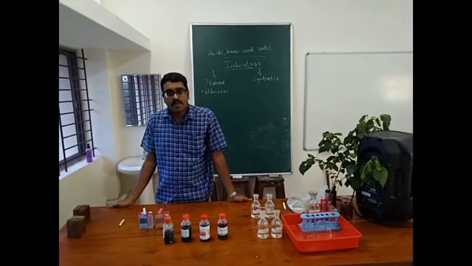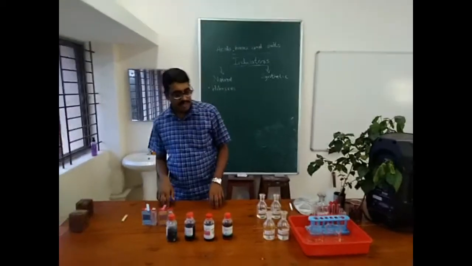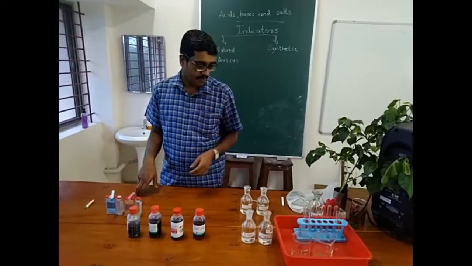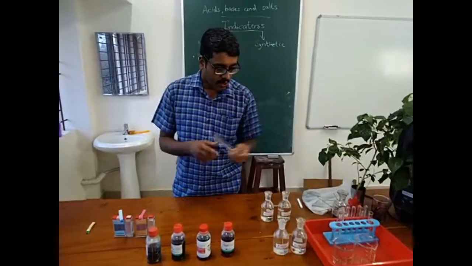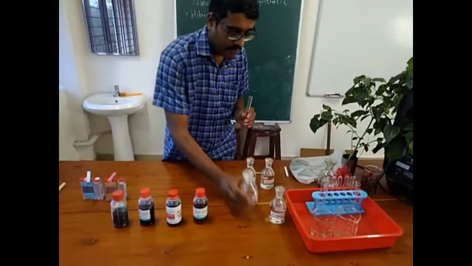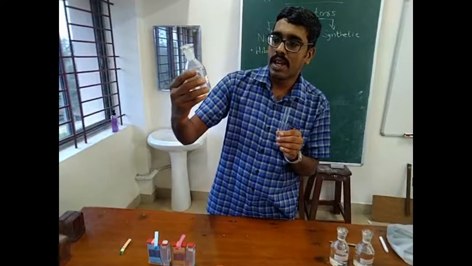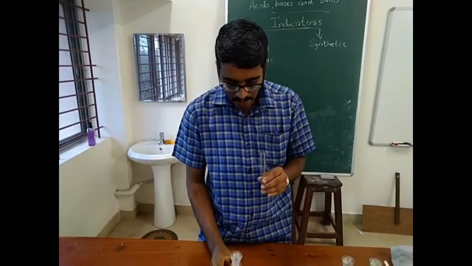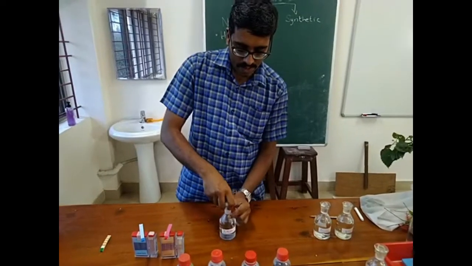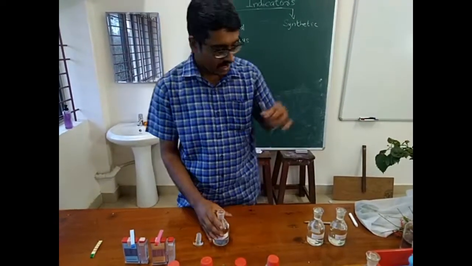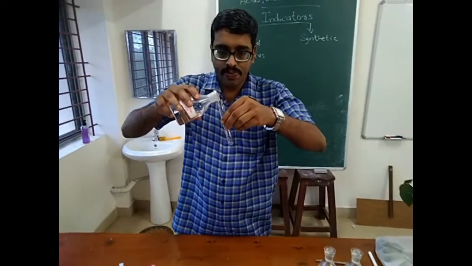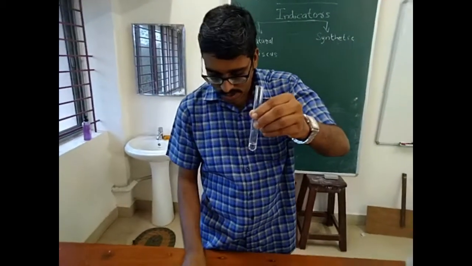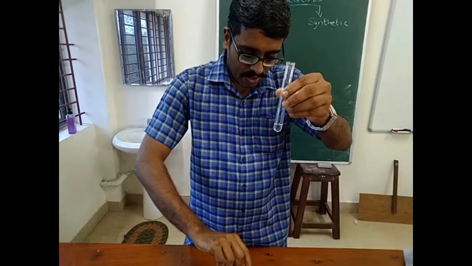Okay. Now we are going to test acids and bases with litmus solution. First we are taking a test tube and we are having a solution. You can see the solution is dilute acetic acid, CH3COOH. I am pouring around 5 ml of dilute acetic acid into a test tube. Slowly, it's around 5 ml or around 6 or 7 ml.